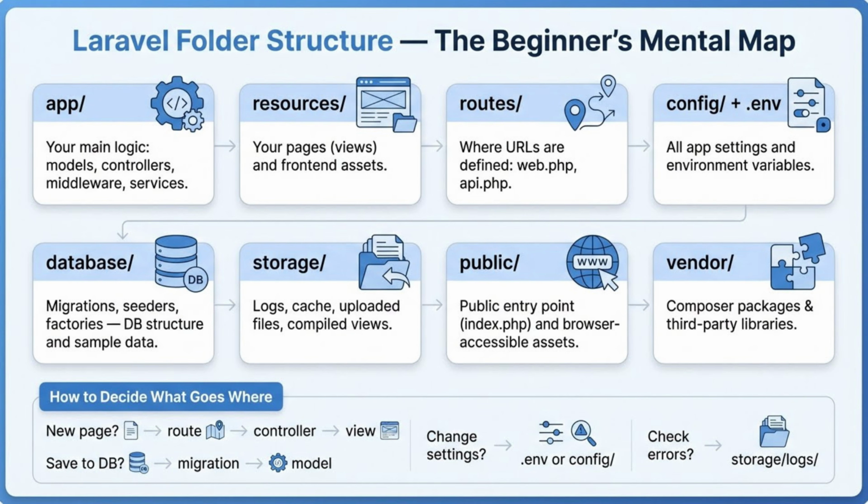To help you decide where things should go, the diagram also gives a simple rule of thumb. If you're creating a new page, you start with a route, then a controller, then a view. If you're storing data, you create a migration and a model. If you're changing settings, you update config or the .env file. And if you need to check for errors, you inspect your storage logs. This mental map ties the entire Laravel ecosystem together, giving you a clear, intuitive understanding of how all the folders work in harmony to power a modern, well-structured web application.